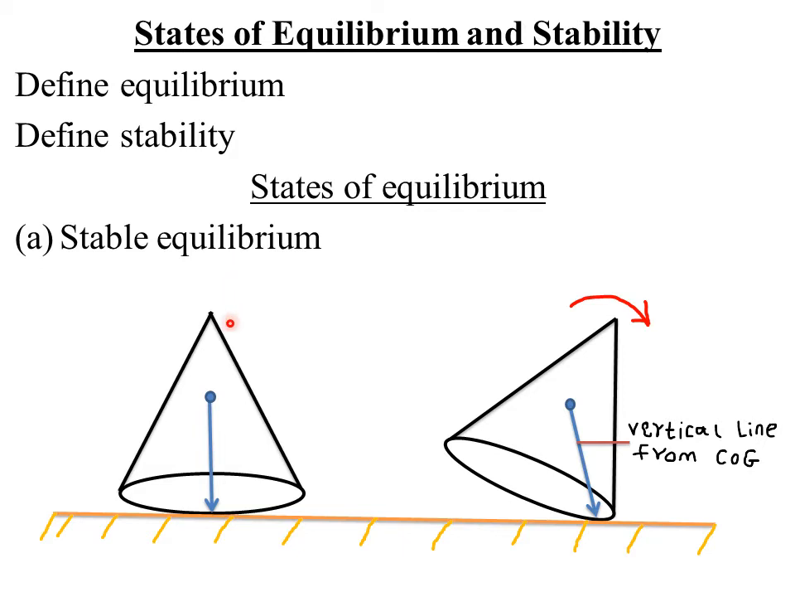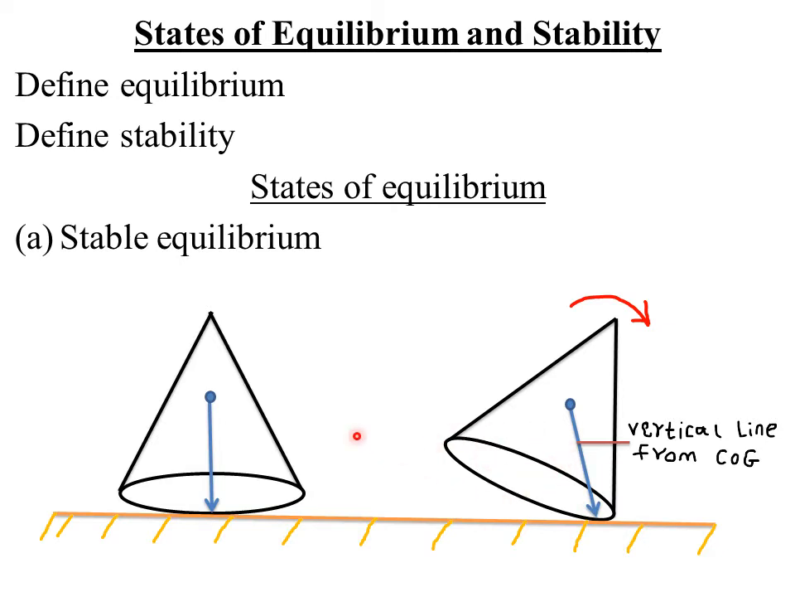Like for this case, I have my cone here. When I slightly push it, in the direction shown, the vertical line through the position of center of gravity does not fall outside the base. That is, the vertical line through the position of center of gravity still falls within the base when the object is slightly pushed.